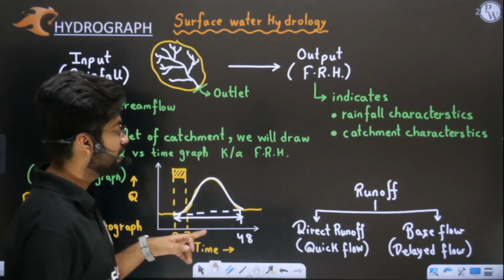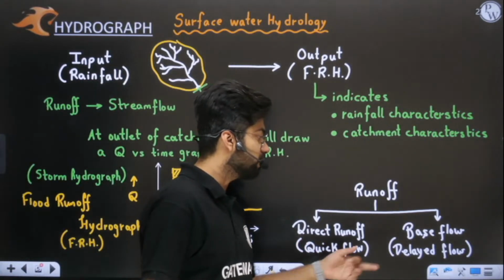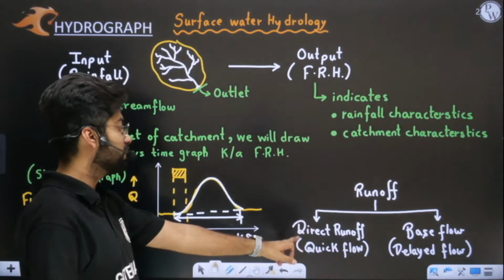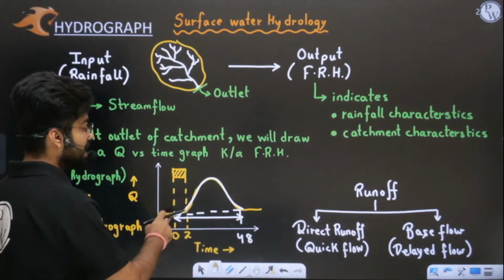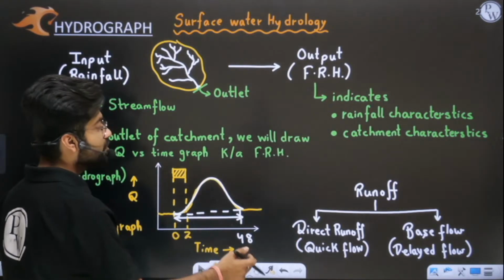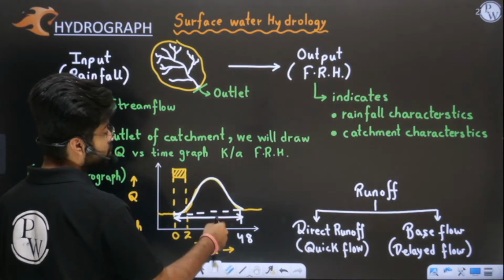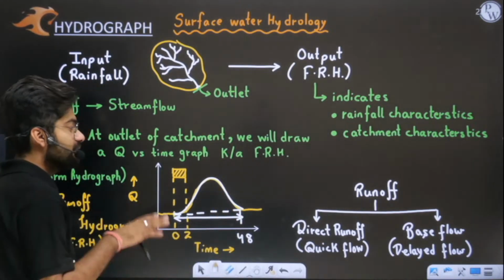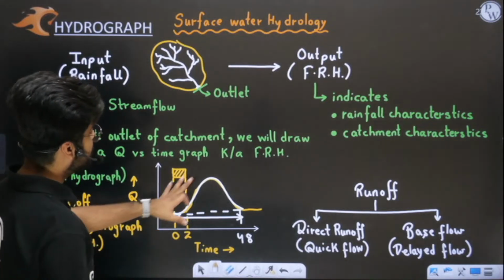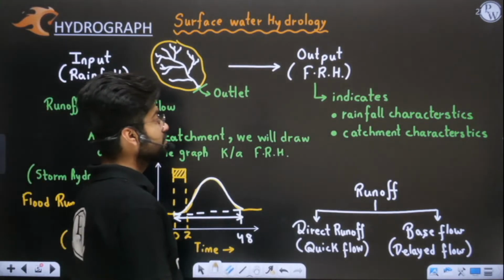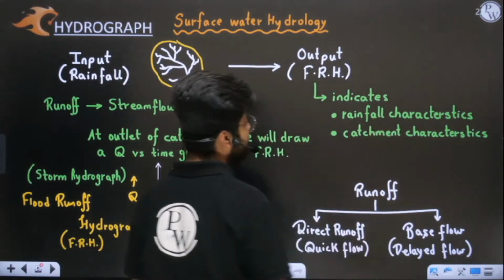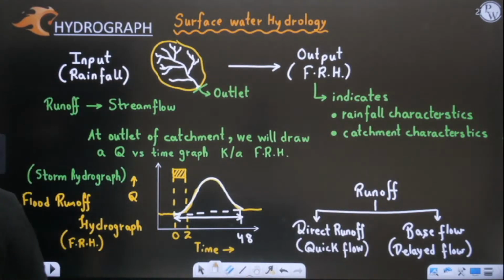Okay, I told you that runoff takes place in two forms. One is your direct runoff, next one is your base flow, that is delayed flow. This is your quick flow. Sir, quick flow is the effect which takes place immediately after rainfall, within 1 or 2 days or 3 days or 4 days, like that. So the effect which takes place quickly after the rainfall is known as direct runoff, and we are interested in that hydrograph only. So this flood runoff hydrograph basically will indicate rainfall and catchment characteristics. Yes or no? So this you need to understand.